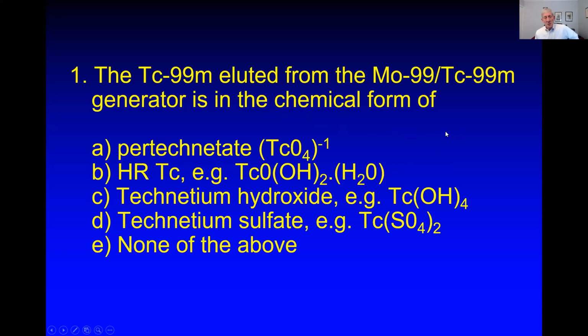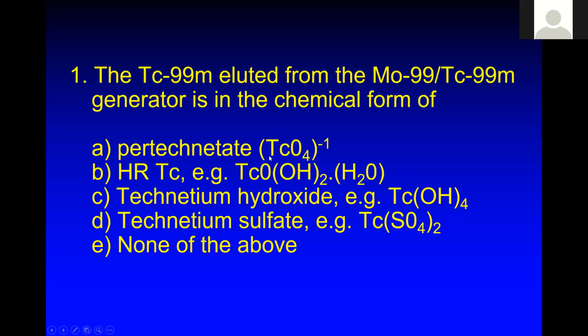When we elute technetium from the Molytech generator, what is the chemical form called? Choice A, right? Pertechnetate. And a good exam question might be, what is the oxidation number of the technetium in pertechnetate? Anyone know?